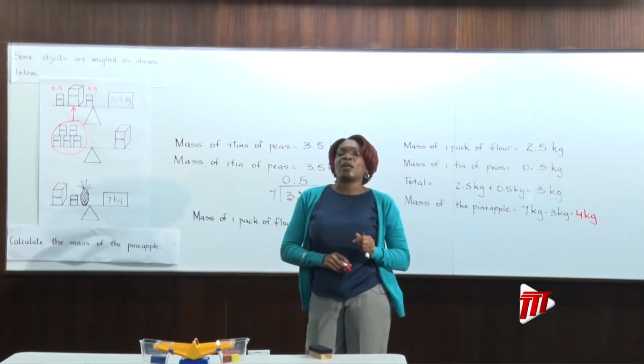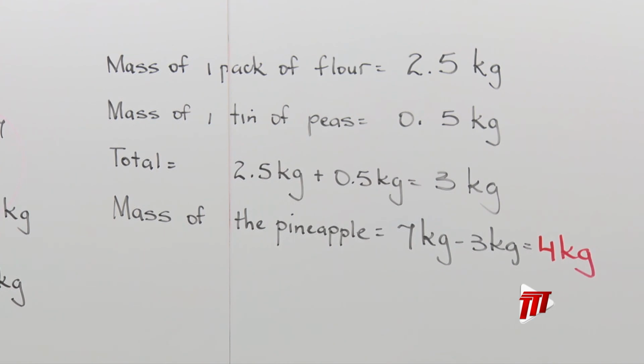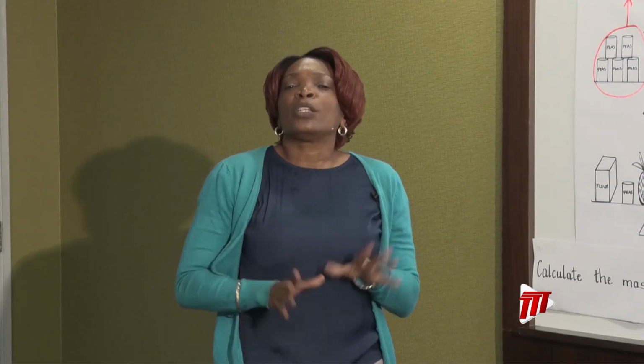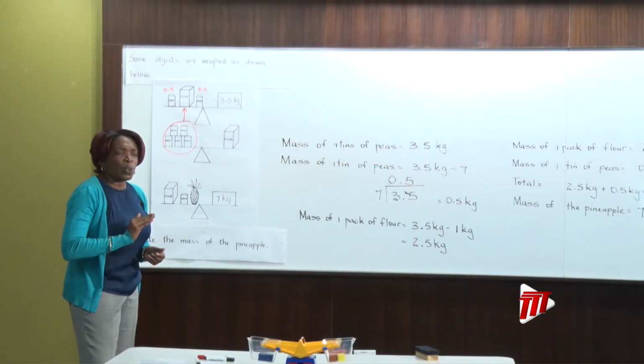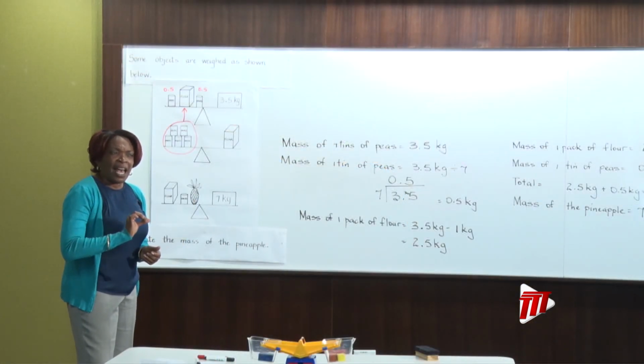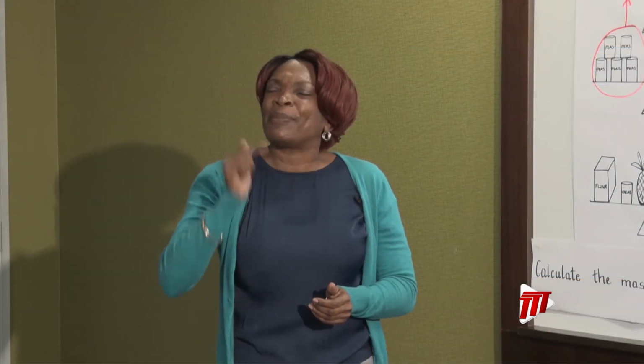Children, what is our answer? 4 kilograms. Did you get that? Children, this is an example of a multi-step problem. All you have to do is to read carefully and go through the different steps. And I'm telling you, you will be able to get it.